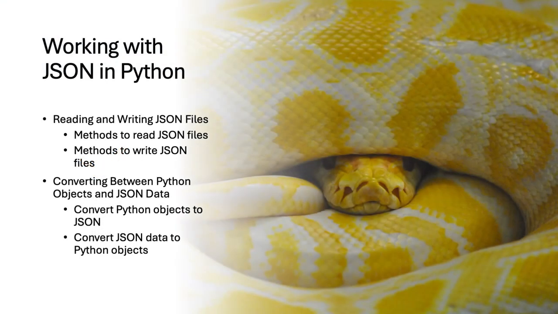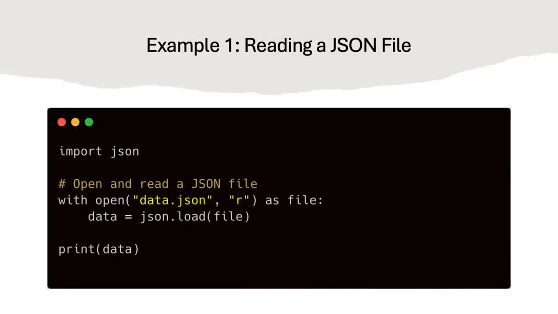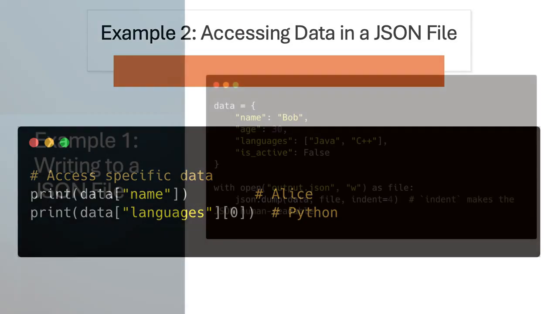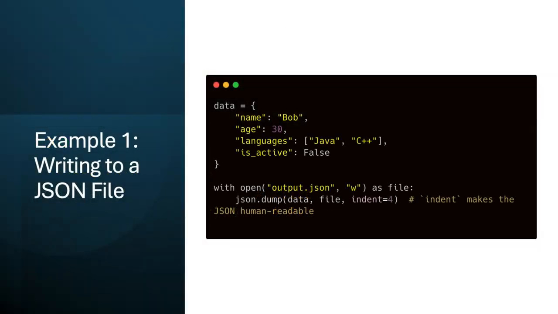Python's JSON module offers various methods to read and write JSON files and convert between Python objects and JSON data. Here's an example of how to read a JSON file. Here's an example of how to access data in a JSON file. Here's an example of writing to a JSON file from data that was set up statically before writing it out.